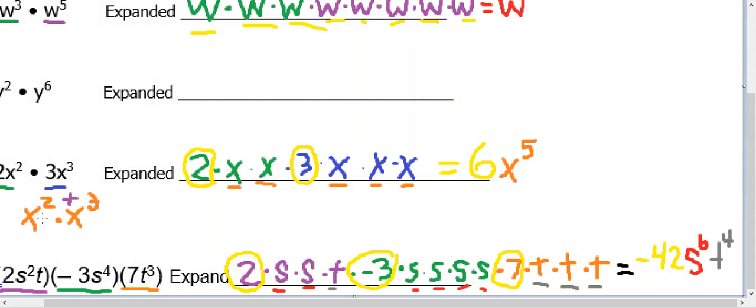So that big long expression over here looks big and complicated, but really when we expand it out, we can see all we do is multiply the numbers and then add up how many s's we had and how many t's we had, and those become our exponents.